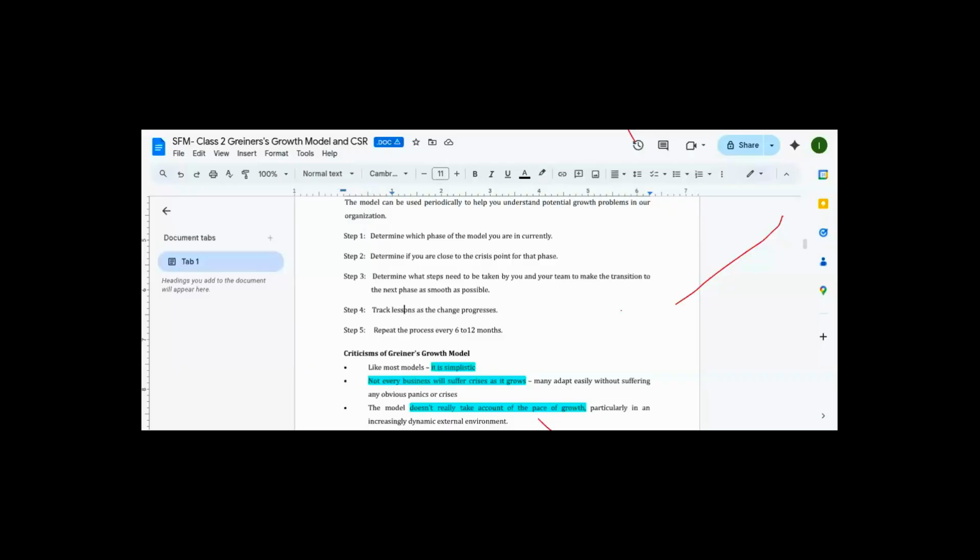Stage 4. In step 4, track lessons as the change progresses, because we must have something to learn in each of these phases. In phase 1, what are the lessons that we learn? How do we overcome the crisis of leadership? When we transit to phase 2, what are the myriad of challenges that the company faces? What are the things that we put in place to overcome these challenges and achieve further growth?